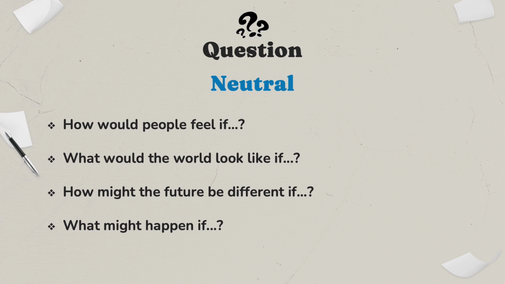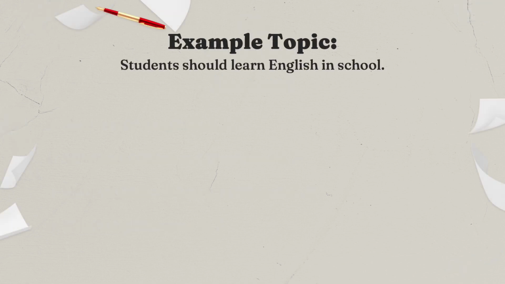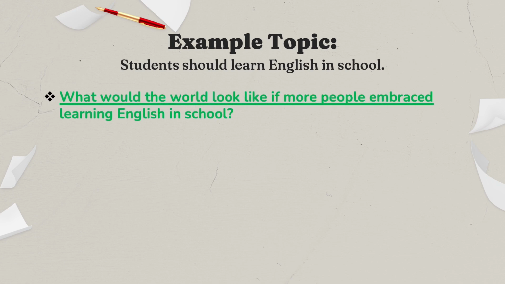So you can use any of these sentence starters for your hook. Please use them. They are here to help you. Now let's look at some examples of how to finish these questions. We will be using the example topic, students should learn English in school, to help us finish our sentence starters. We have, what would the world look like if more people embraced learning English in school?